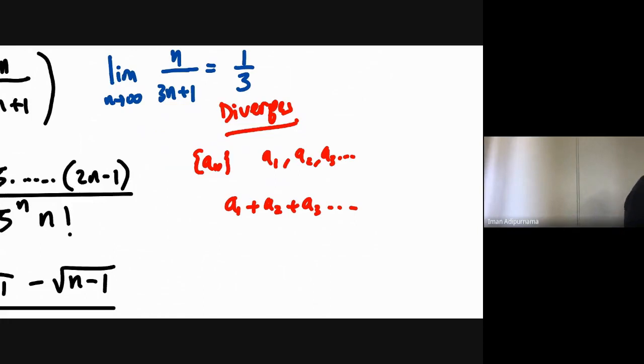And then if you have the limit going to 0, is it converged? Not necessarily. It may be converged, but you need to test or confirm with other methods. So when you have a nonzero value, it will definitely be diverged. But if you have 0, it might be converged, but you need to try other tests.